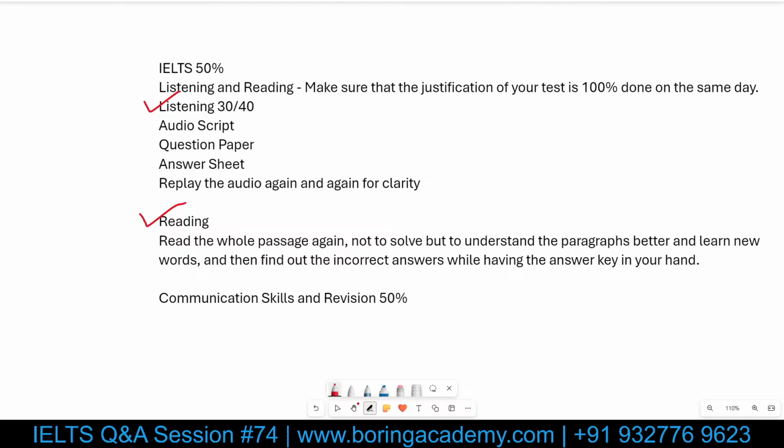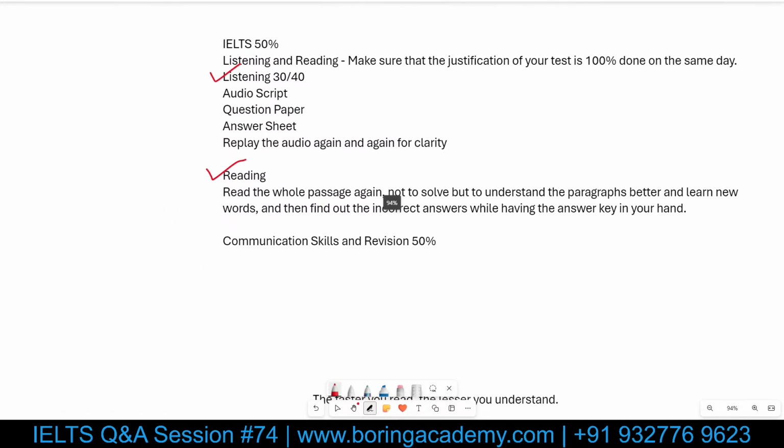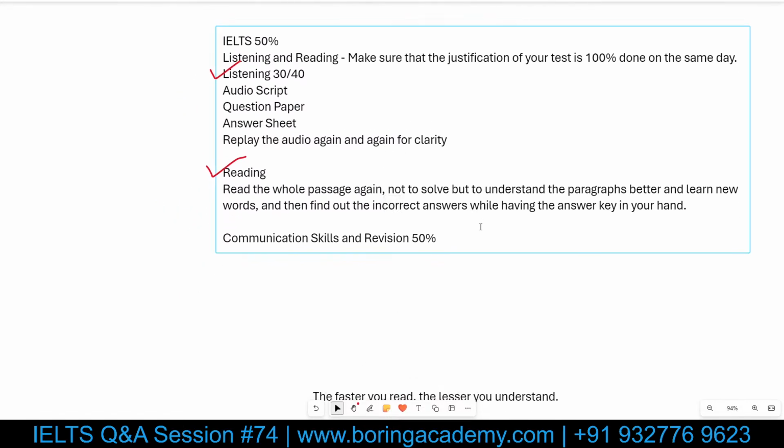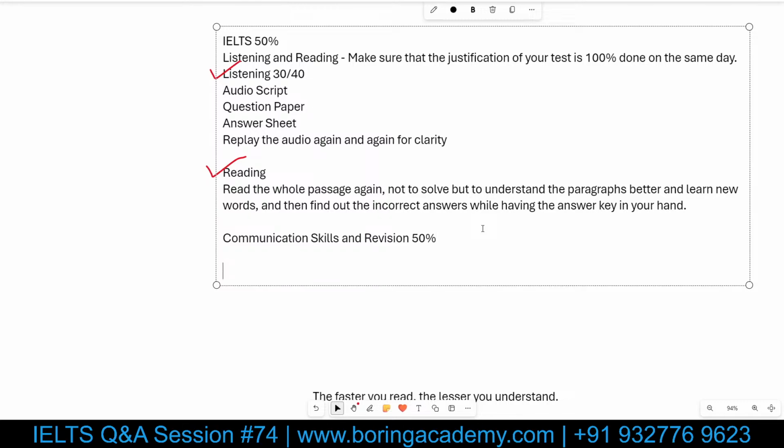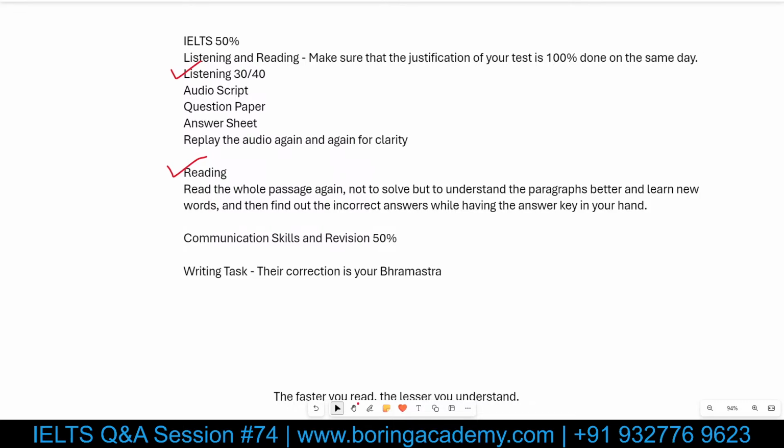And I think Mayuri and Manthan, both of you have tutors. I'm not sure about Olivia. Adya, you don't have a tutor as of now. But what I want you to do is, whenever they correct your writing task, even if it is task 1 or task 2, their correction is your Brahmastra.